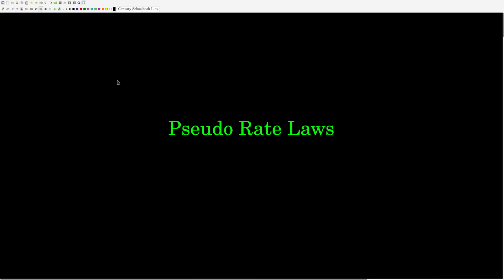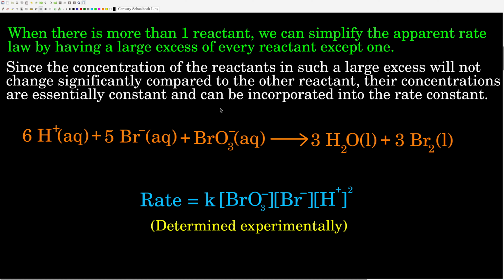Hey guys, this video is about what are called pseudo rate laws. So when we have more than one reactant, the kinetics can get pretty complicated. So we have a little trick to simplify things for us.